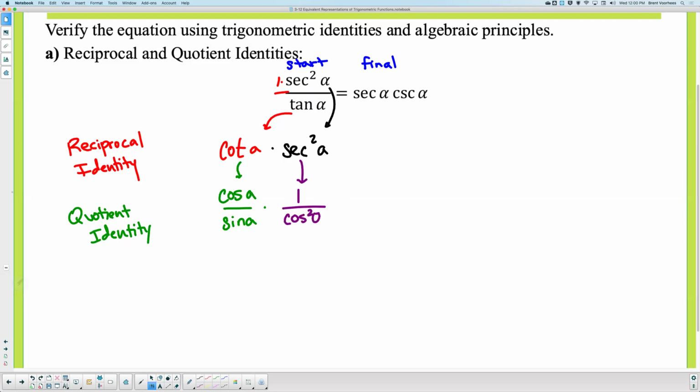You need one co. You need one cosine. You need one co. That's called a reciprocal identity.